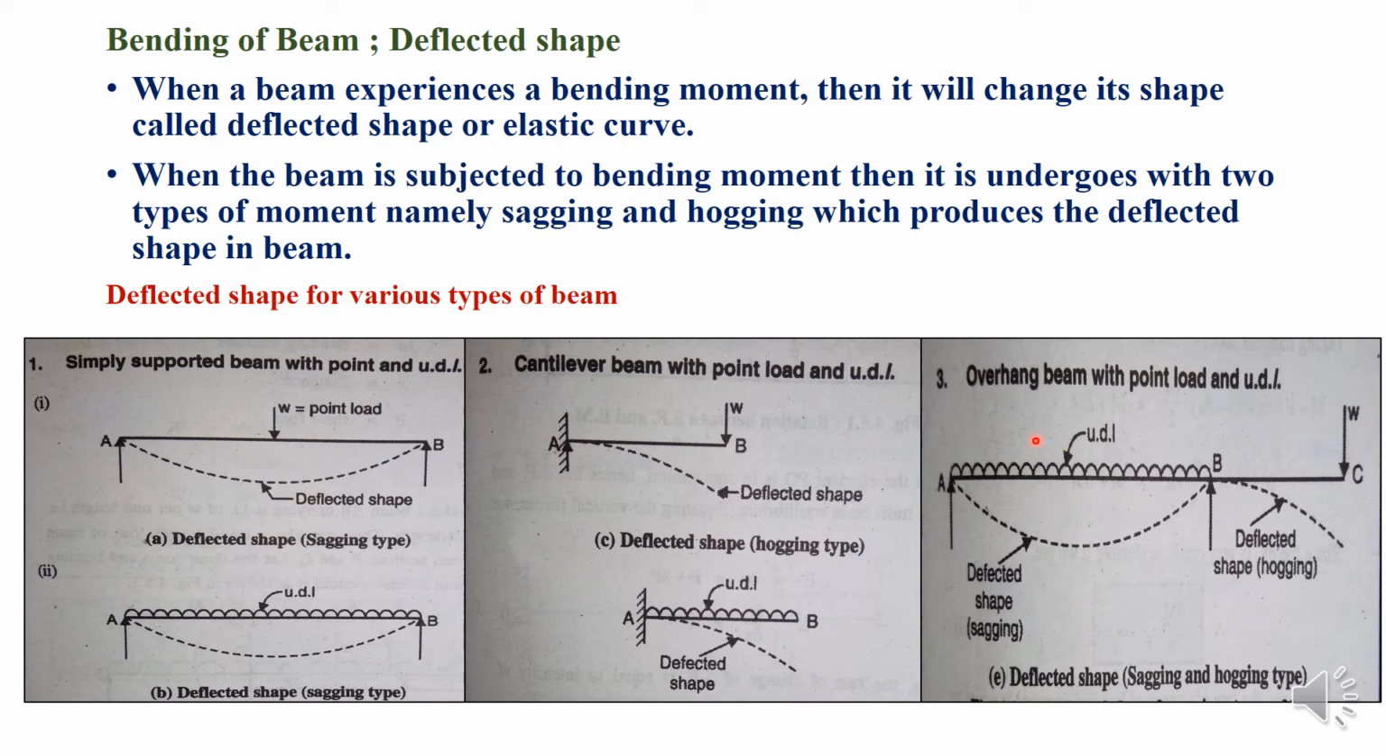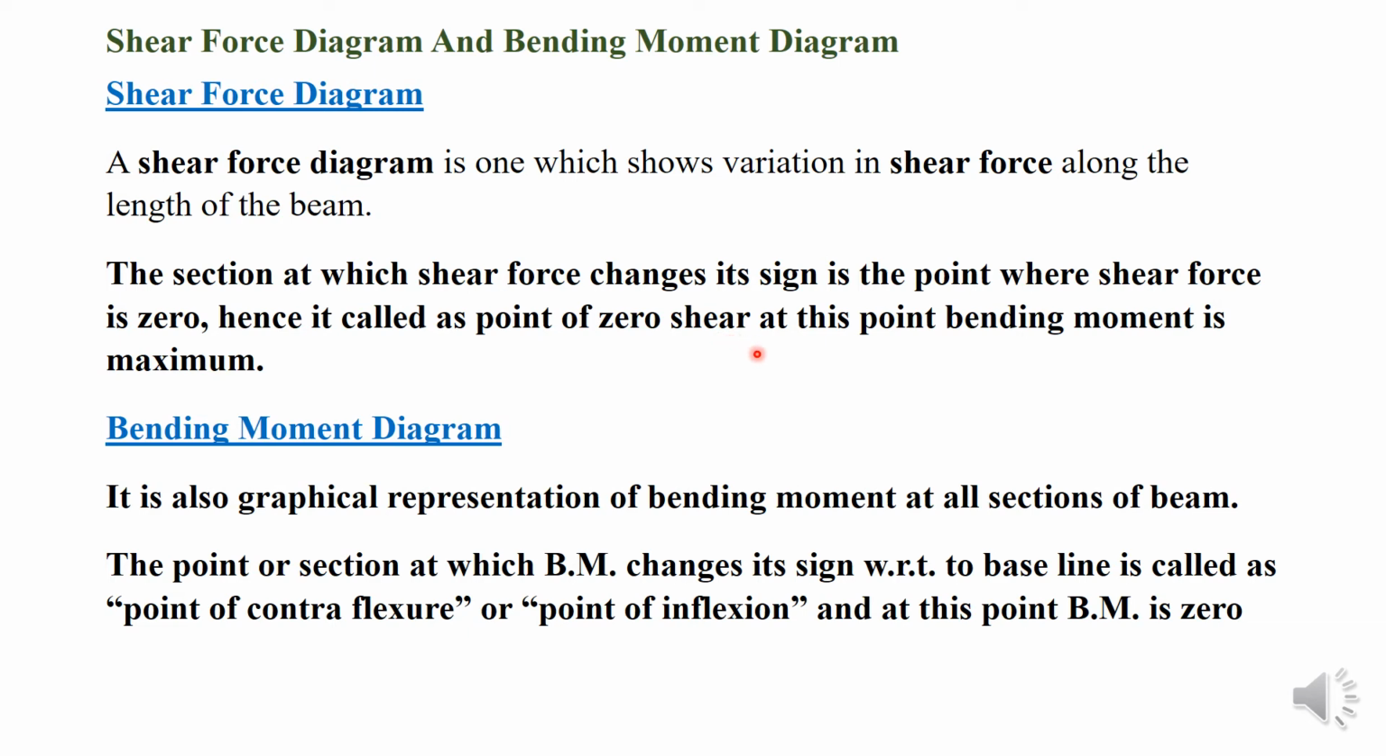And the last beam is an overhang beam with point load and UDL. The part A to B is loaded with the UDL, and at point C a point load acts. The part A to B is deflected in a sagging manner, as shown in the figure by the dotted line, and the remaining part B to C is deflected in a hogging manner. So these are the types of sagging and hogging, and how the beam reacts when we apply the load.